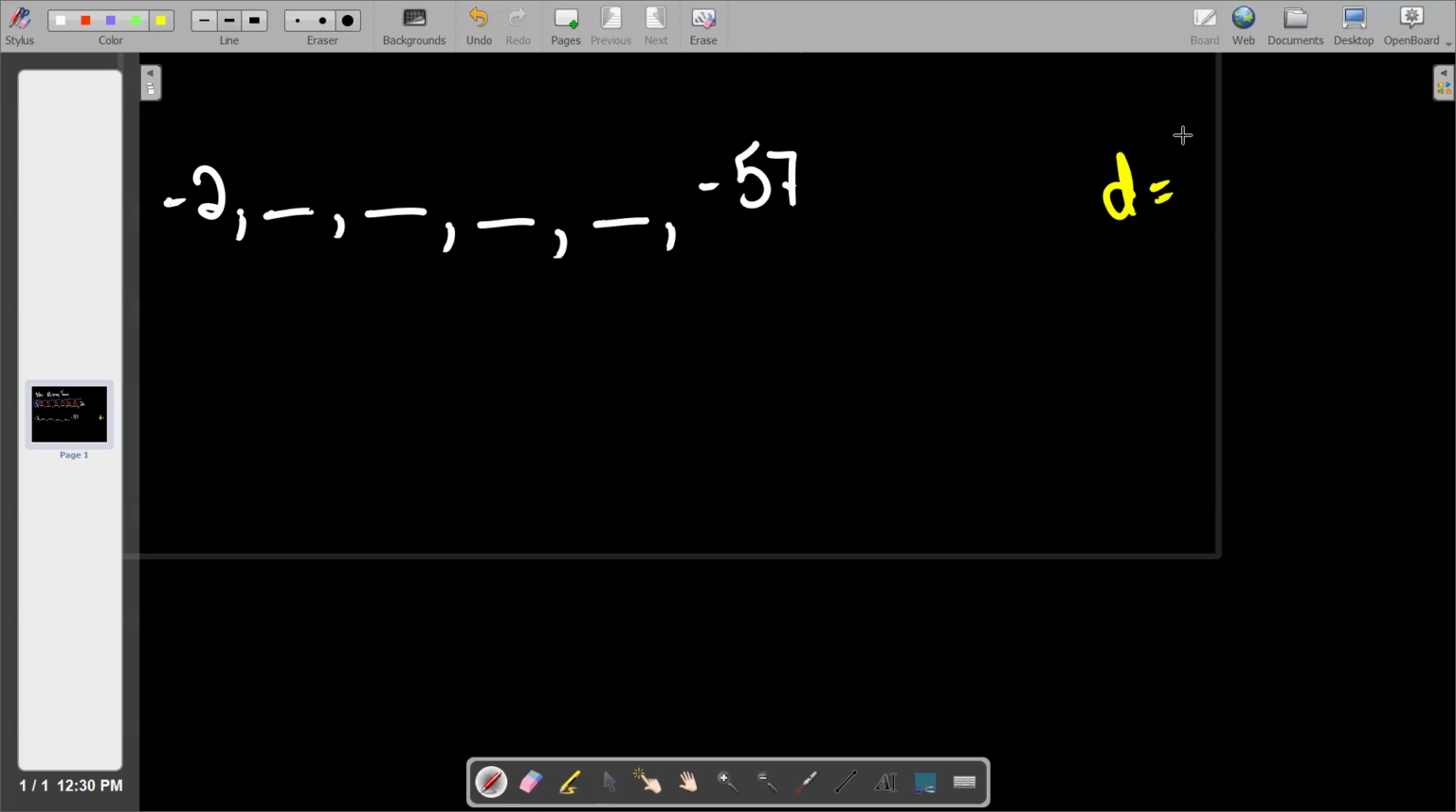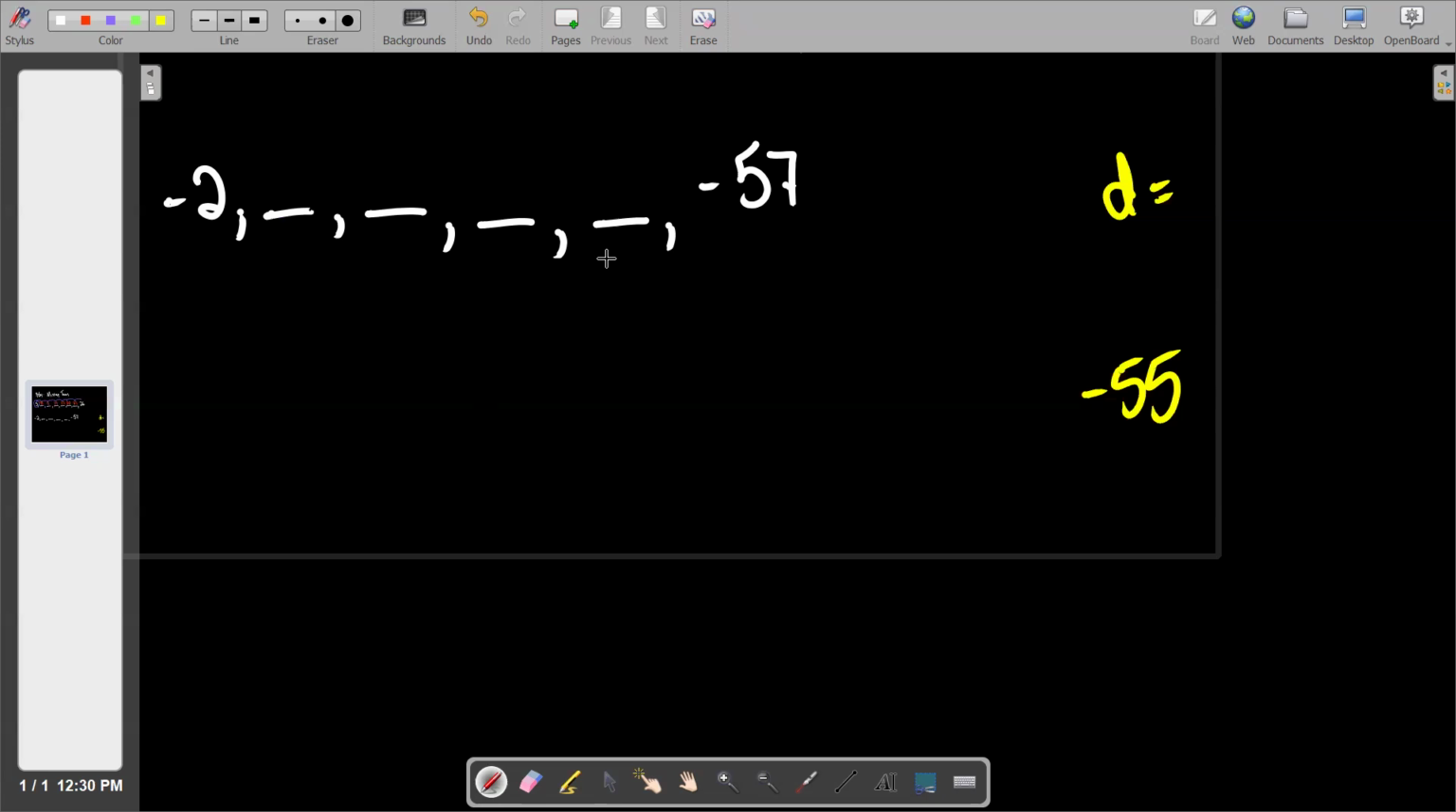So I need to figure out, first off, how big is the drop to go from -2 to -57? What's that drop? That's a drop of 55. You'd have to go down by 55 to get from -2 to -57, right? Now the question is, how many jumps does it take to get there? Oh, that's 5. And we learned from last time that it's just the number of blanks plus 1, right?